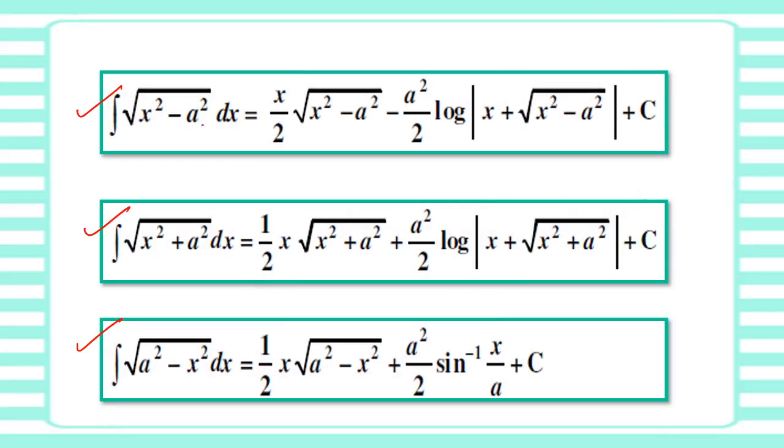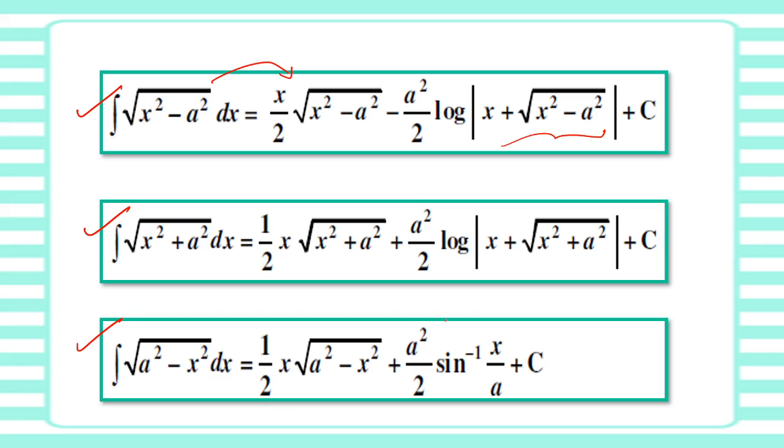So here are three formats given. Under root x square minus a square, when we have this type of format, then the integration will be like this: x by 2 under root x square minus a square minus a square by 2 log of this thing, right? When we have under root x square plus a square, so minus will be replaced with plus everywhere, right? And rest everything is same. When we have a square minus x square under the root, it will be half x under root a square minus x square, first term as it is, plus a square by 2 sine inverse x by a plus c.